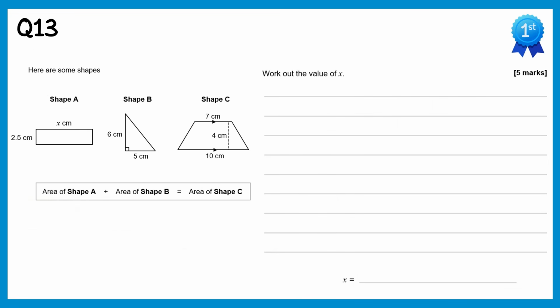In this question we have 3 shapes, and we've been told the area of shape A plus the area of shape B equals the area of shape C. Now for shape A, I can see we've got an x there, and that's also what we're trying to find, so we're going to work out the area of shape B and C first. So shape B is a triangle. To find the area of a triangle, you do 1/2 times the base times the perpendicular height. So we'll do 1/2 times the base, which is 5, times the perpendicular height, which is 6. 1/2 times 5 times 6, again, use your calculator for this, is 15.